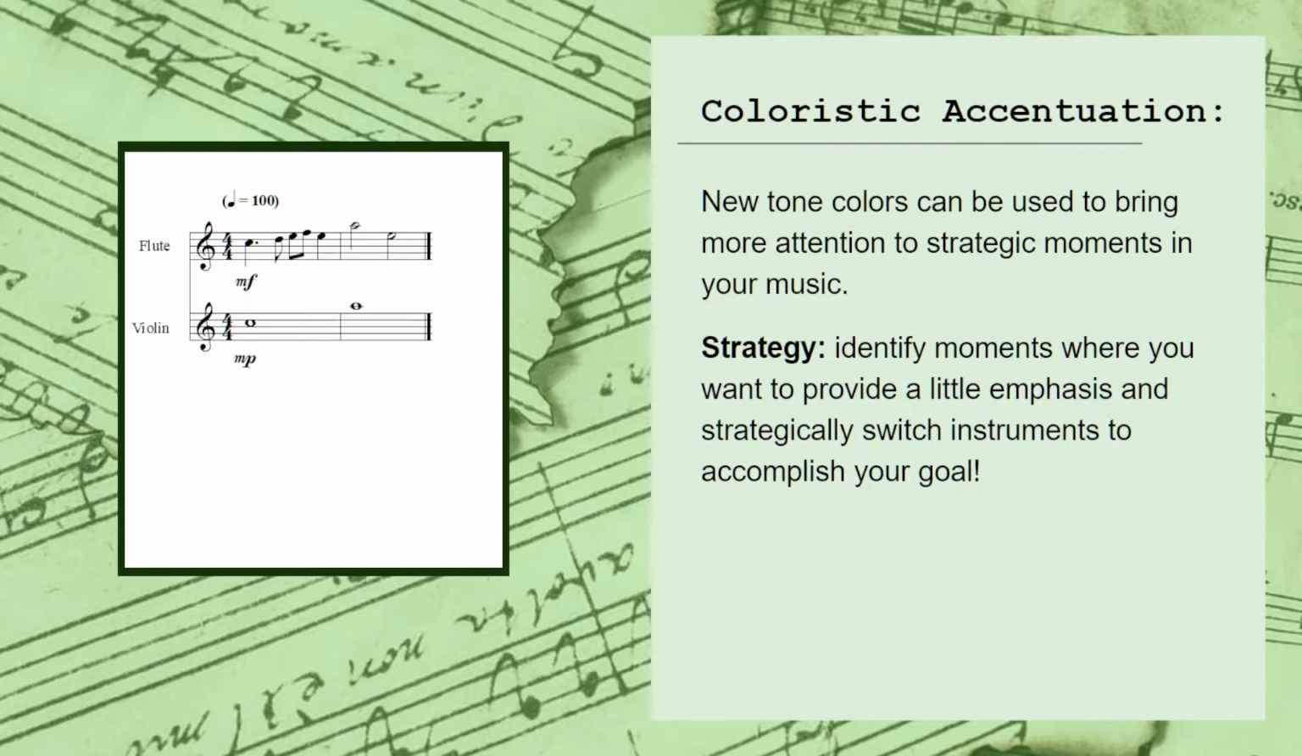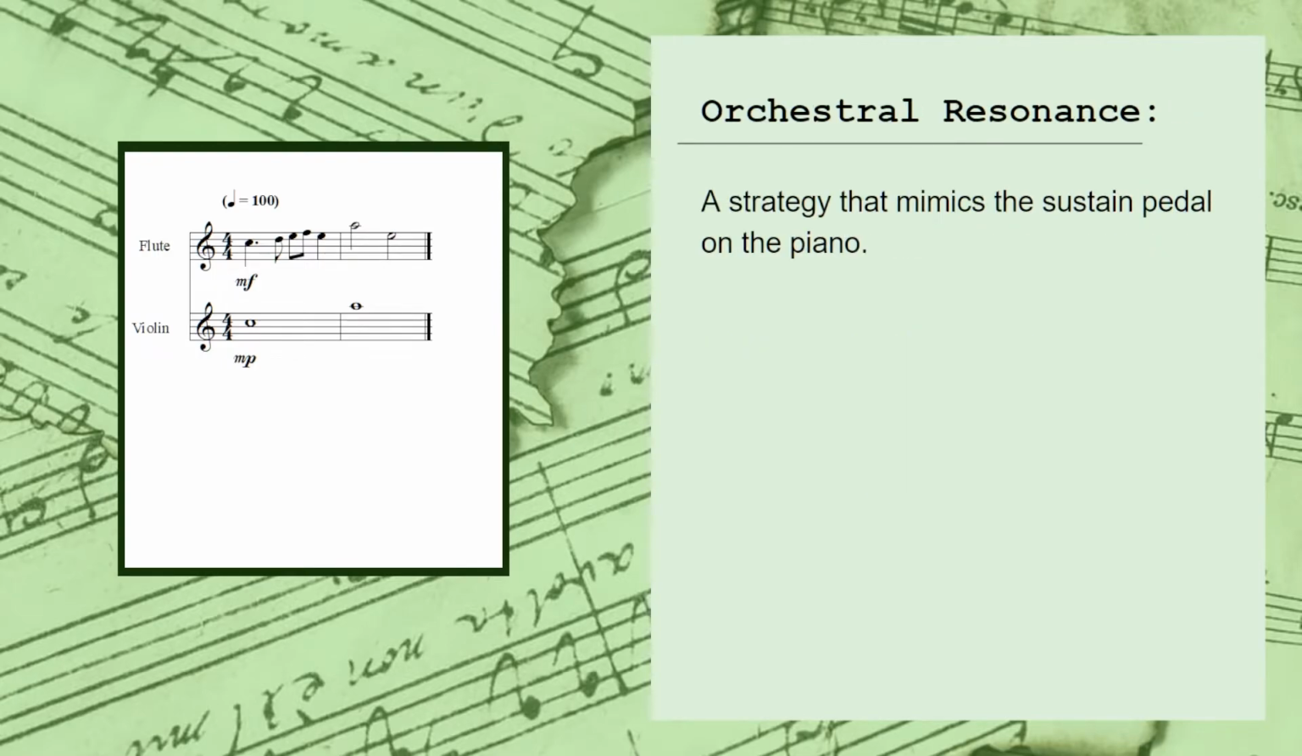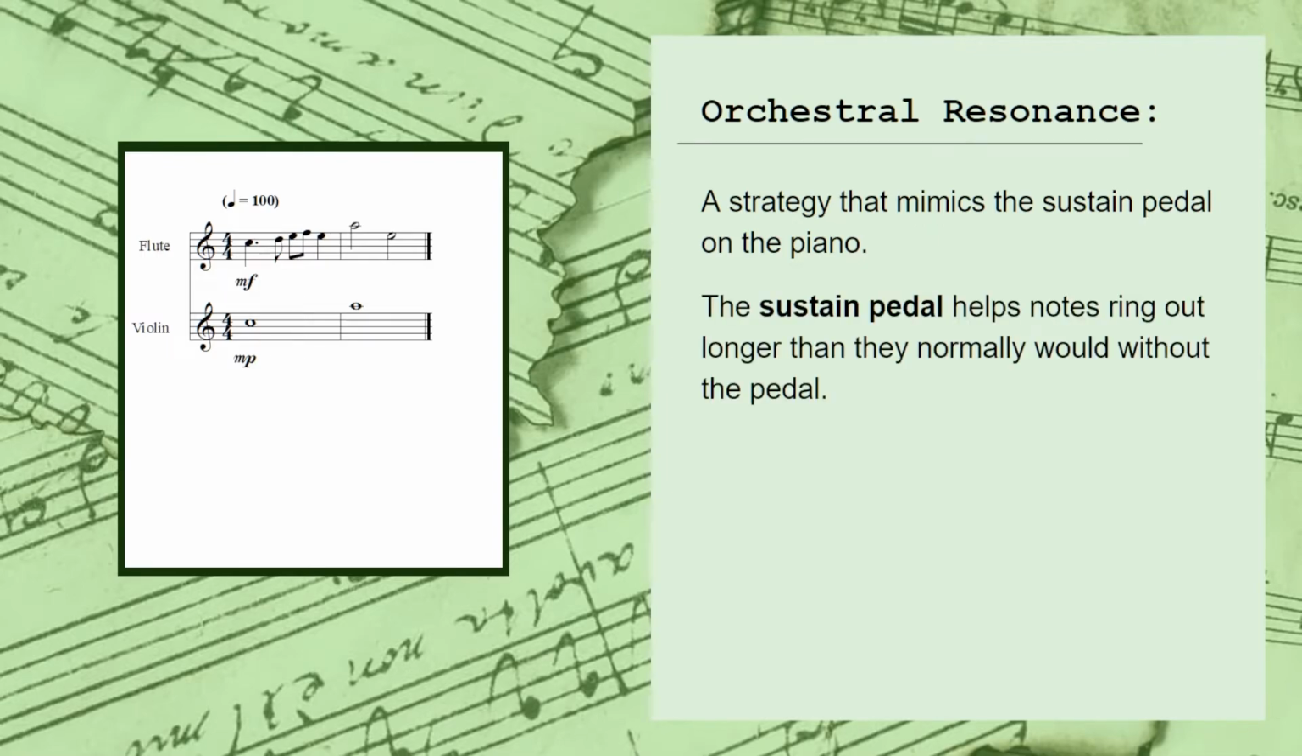Finally, one of the most useful strategies and a close relative of additive accentuation is orchestral resonance. Orchestral resonance is a strategy that mimics the sustain pedal on a piano. When a piano player presses a key, the sound is normally cut off the very moment they lift their finger. However, when the sustain pedal is used, the note will continue to ring out until it either dies out on its own or until the pianist releases the pedal. This can be used to create a much more sustained and rich sound, with the notes blending into each other.